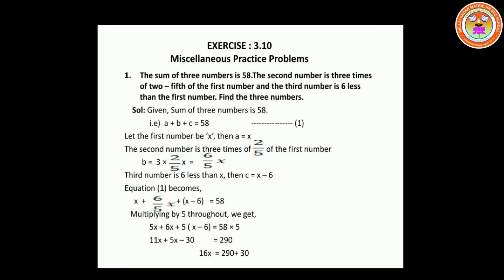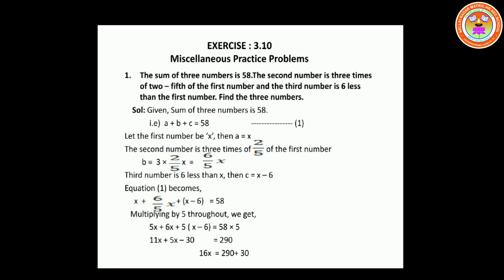Next, the third number is 6 less than x. So C, the third number, is equal to x minus 6. 6 less than x, so x minus 6. Now in the first equation I'm going to substitute the values of A, B and C. A I have put as x, B is 6/5 x and C is x minus 6. That is equal to 58.